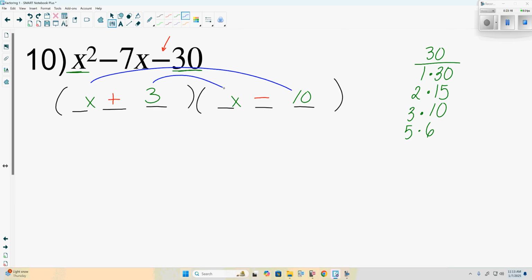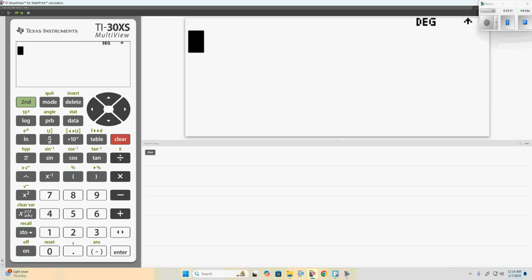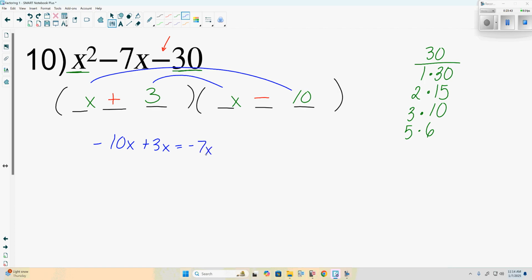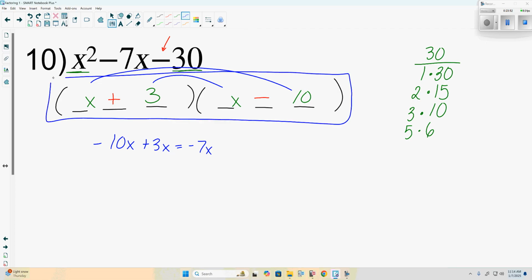Our x times negative 10 would be negative 10x. Our 3 times x is going to be plus 3x. So we need to take negative 10x plus 3x. And again, I said we can do this in a calculator. We can't type the whole thing in, but we can type the negative 10 plus 3 in, which gives us negative 7, telling us that this is negative 7x. Is that the middle term we wanted? Yes. So these here are indeed our correct factors. That's it.